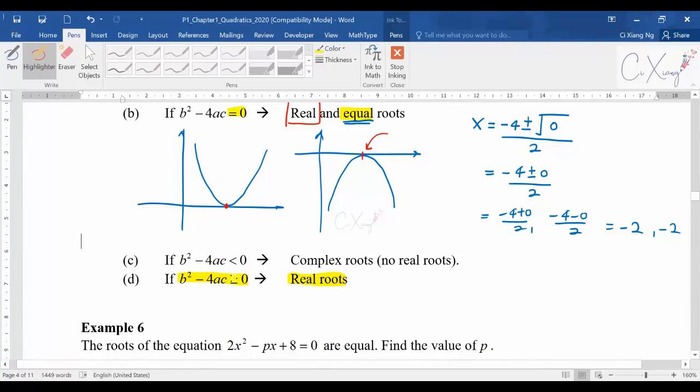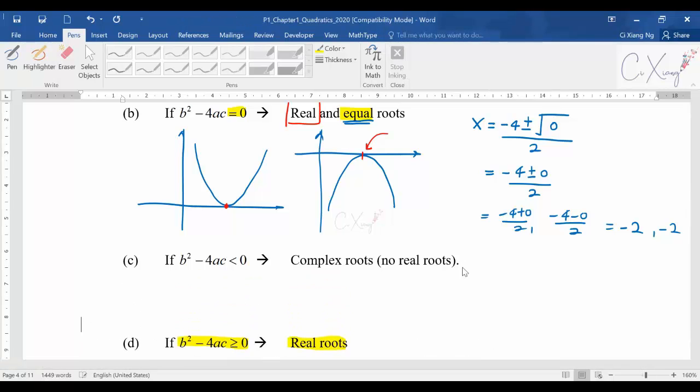So if they only summarize for you that this quadratic expression has real roots, but they didn't say whether they are different or equal, then when you write out the equation, you should write b squared minus 4ac greater than or equal to 0. Alright, so after that, we go for the third one.